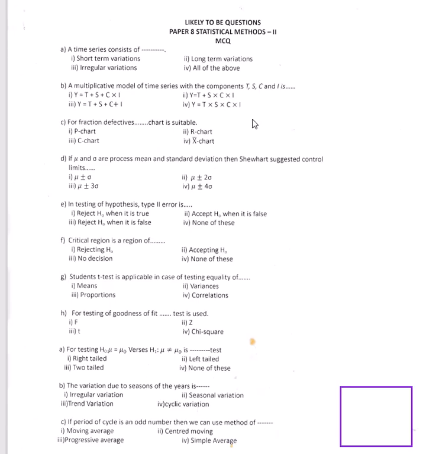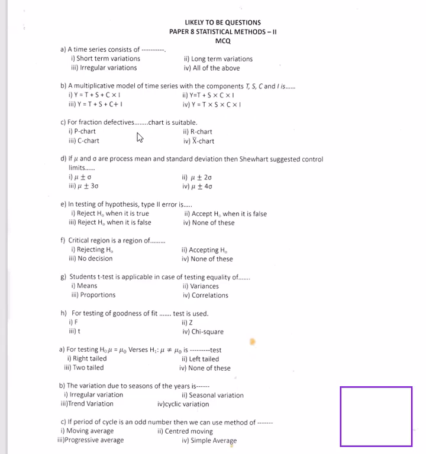A time series consists of short-term variations, long-term variations, irregular variations, and all of the above. The correct answer to this question is all of the above. A multiplicative model of time series with the components T, S, C, and I is: the multiplicative model is there, and these are the options. The correct option is option number 4, that is T multiplied by S multiplied by C multiplied by I.